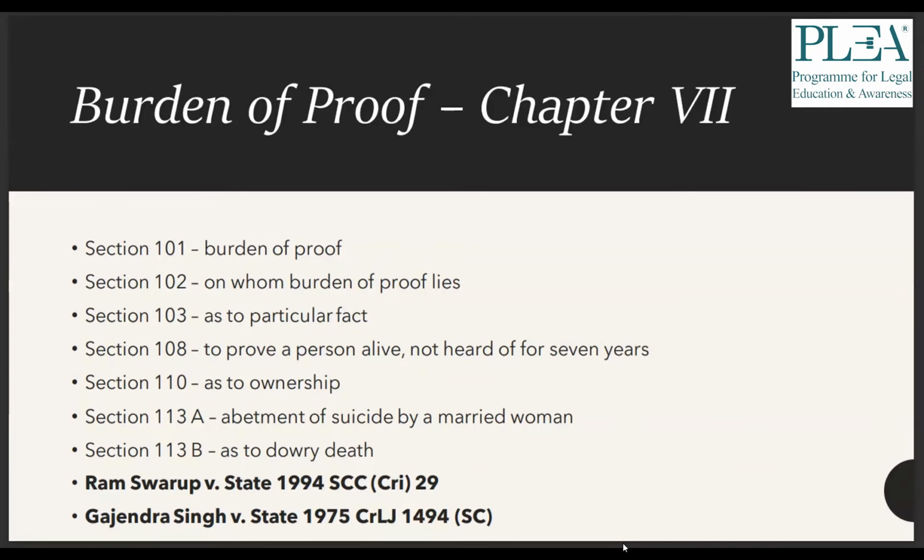113A talks about abetment of suicide by married women. Now, this comes in dowry deaths or suicide committed by married women within 3 years of their marriage. And if the in-laws have been harassing her, that is called abetment of suicide. So 113A talks about that, and 113B explicitly talks about dowry death. Whether it was a suicide committed because the in-laws were asking for dowry is a matter in question for 113B. I have included Ram Swarup versus State and Gajendra Singh versus State. These are quite old but nice cases which talk about burden of proof.